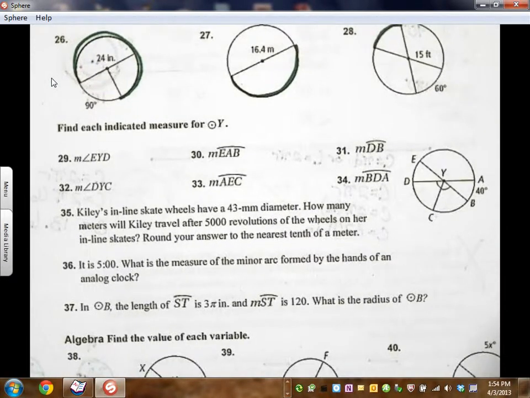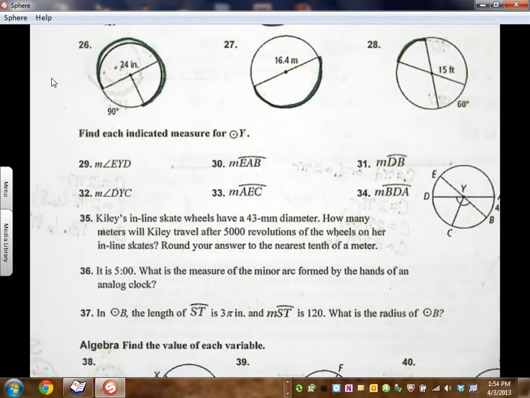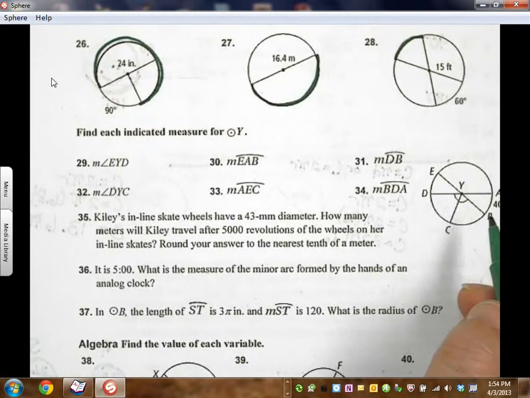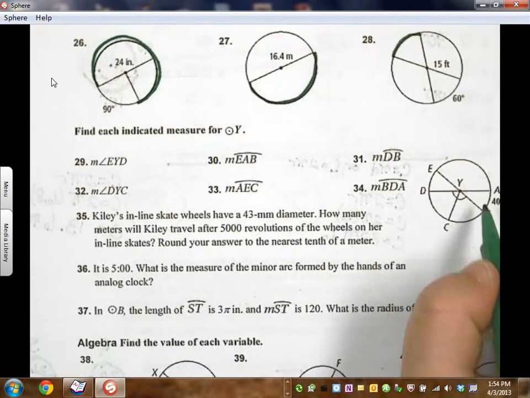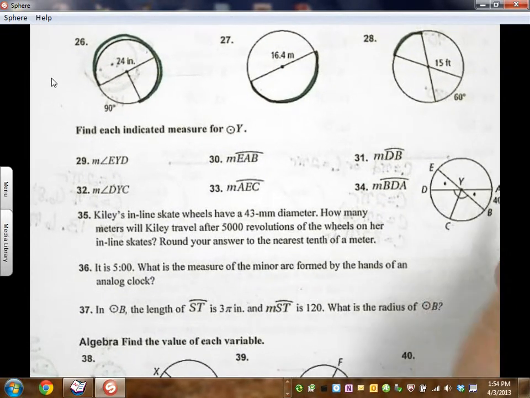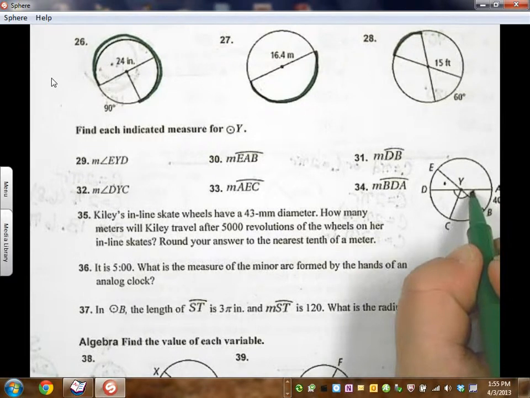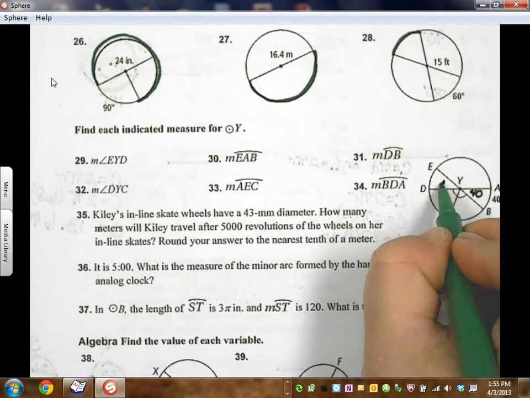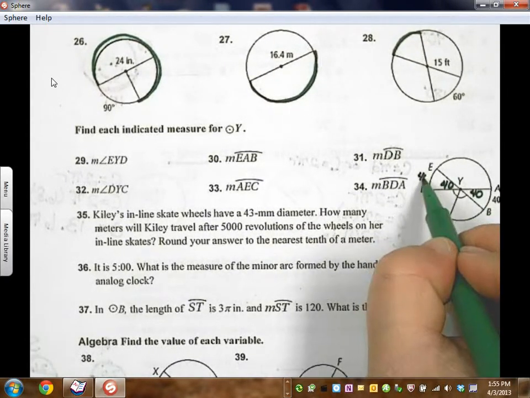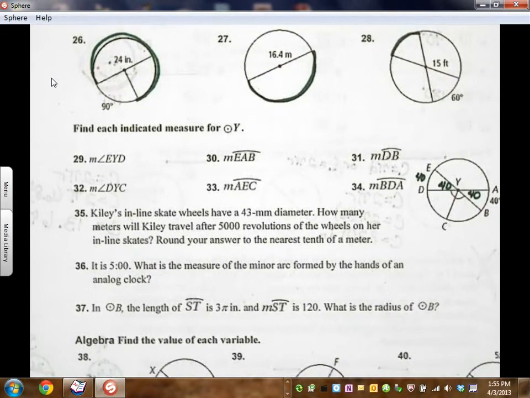Let's see here. Oh, I think we can do this though. All right. Notice that we have vertical angles here. So if this is 40, this is a central angle, that's 40, which means this is 40, which means this is 40. I don't know if I just gave you some answers, but I probably did.